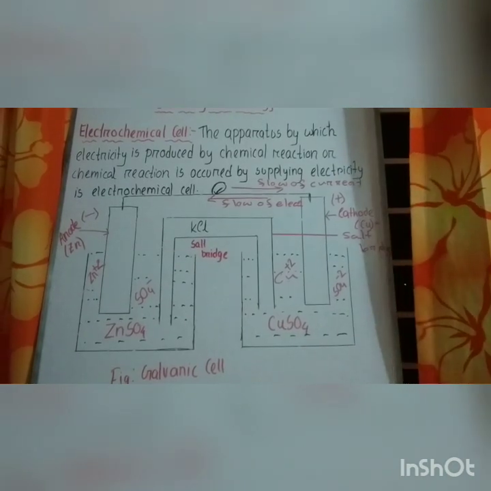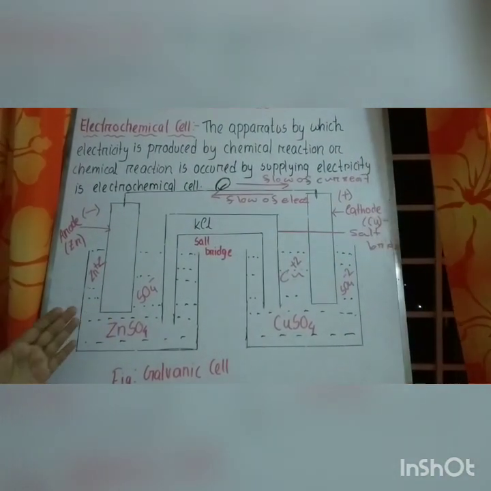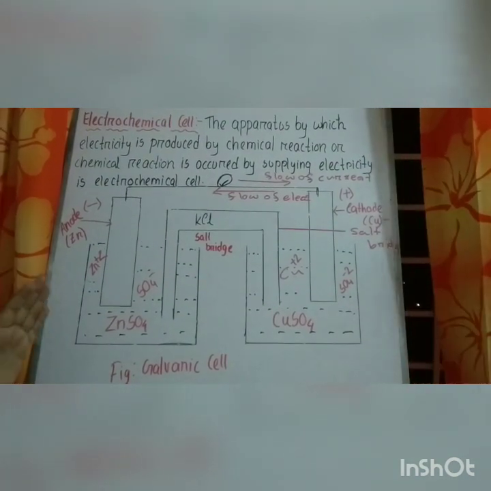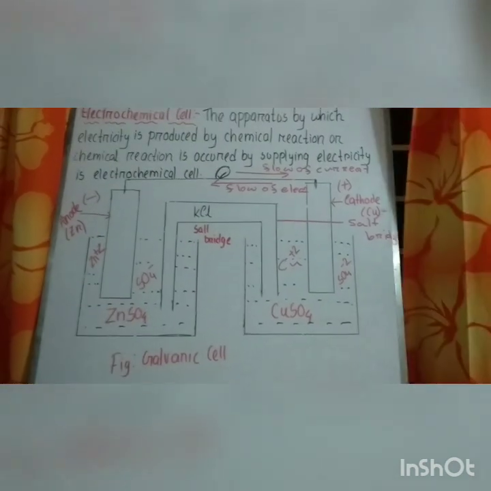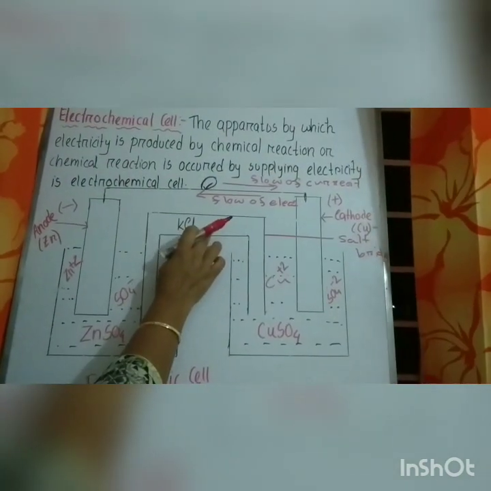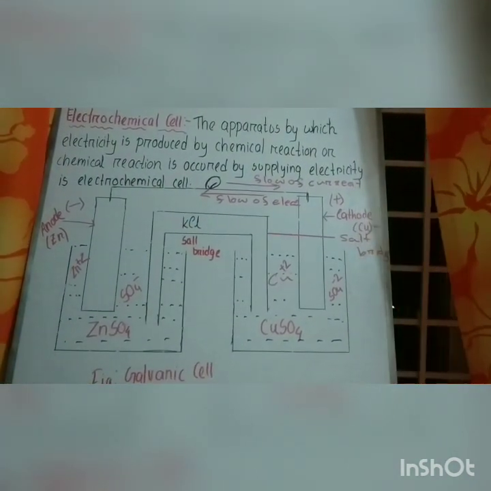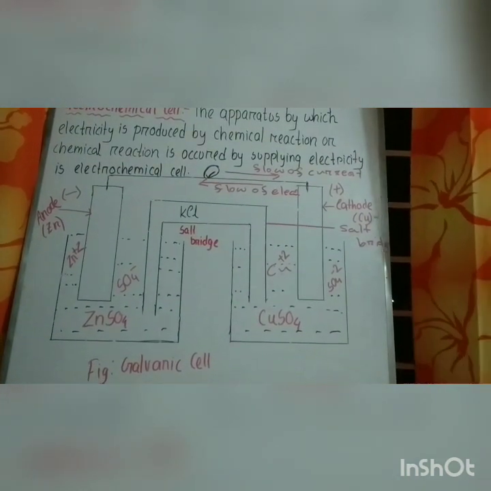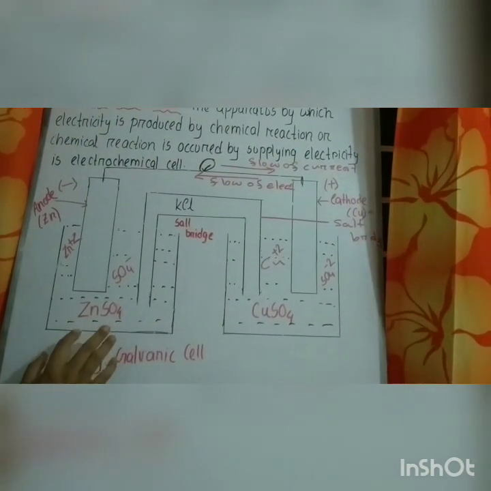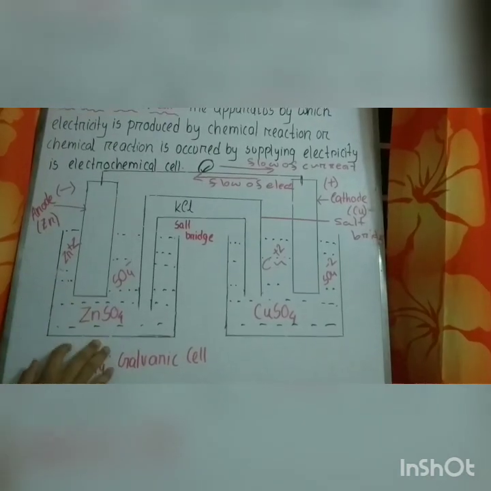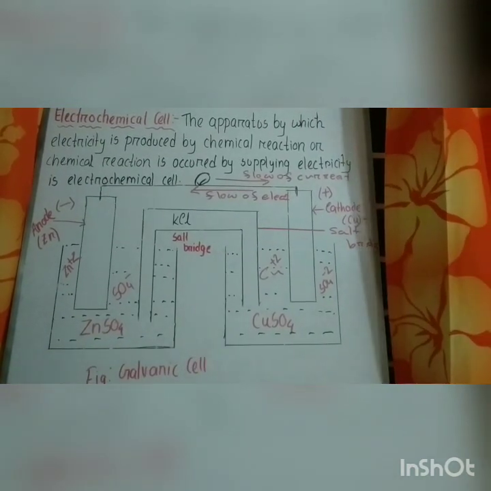and a salt bridge. Salt bridge is such a U-shaped device where there is potassium nitrate and it is used as a connector between two half cells. This one is known as the anode half cell, this one is known as the cathode half cell.